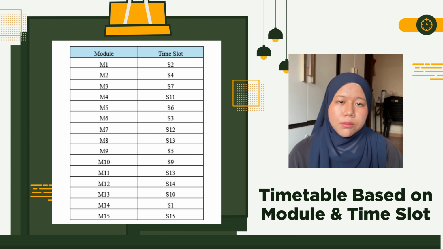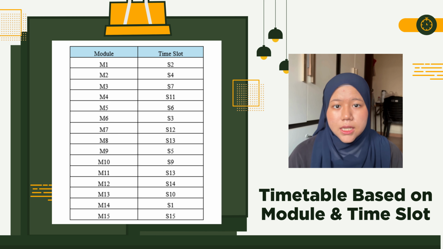This table shows the final timetable for all modules based on the available time slots. The table presents how modules M1 to M15 are assigned to time slots S1 to S15. Each module is placed in a unique time slot, so there are no overlaps or scheduling conflicts. This arrangement ensures that all classes can run smoothly and students are able to attend every module without clashes.